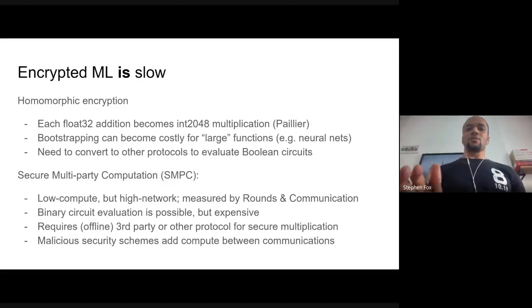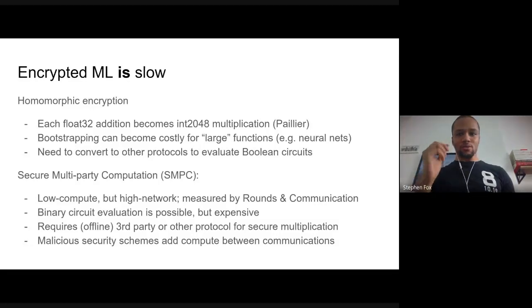If you weren't already aware, encrypted ML is rather slow. Homomorphic encryption is one of the main ways of doing encrypted ML at the moment.